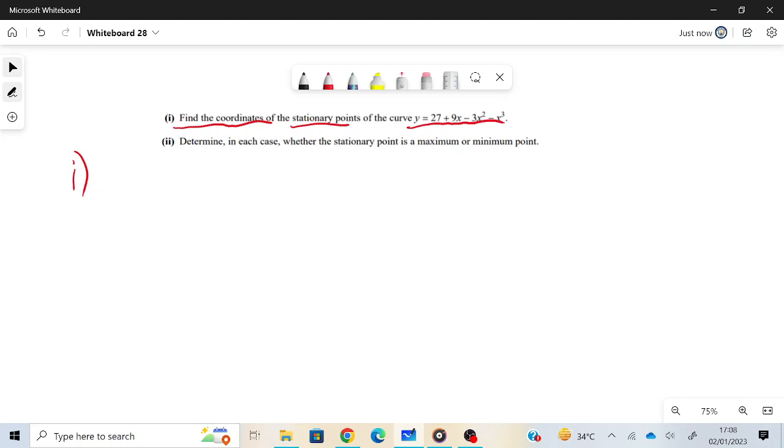So we have y equals 27 plus 9x minus 3x squared minus x cubed. Getting our dy dx, because in order to get our stationary points we need to know our dy dx. Our dy dx is minus 3x squared minus 6x plus 9. Now I just rearranged it. Instead of saying 9 minus 6x minus 3x squared, I just put the minus 3x squared in front.